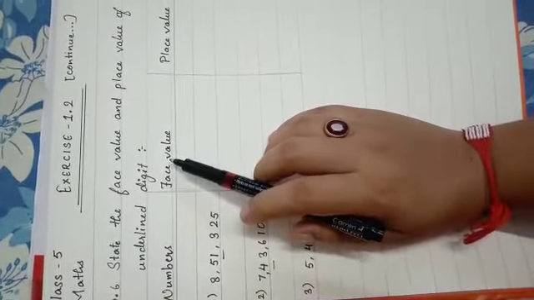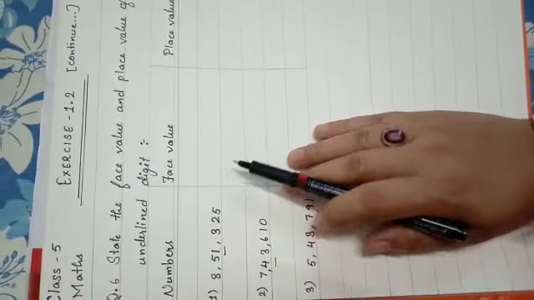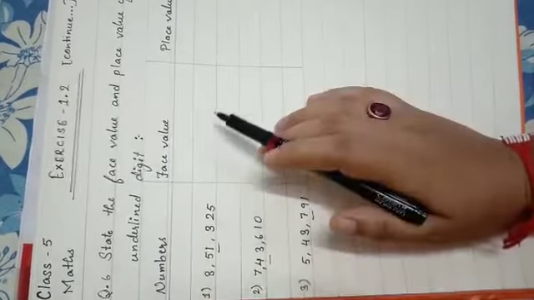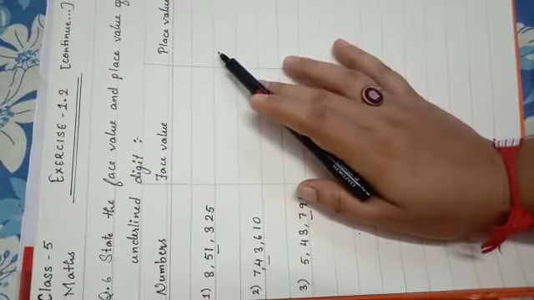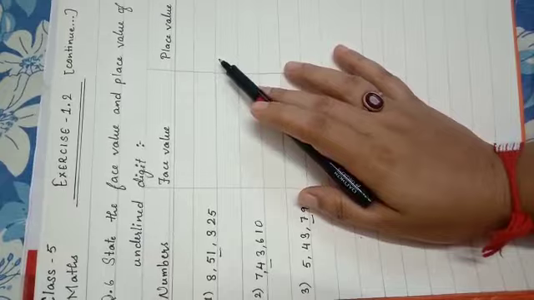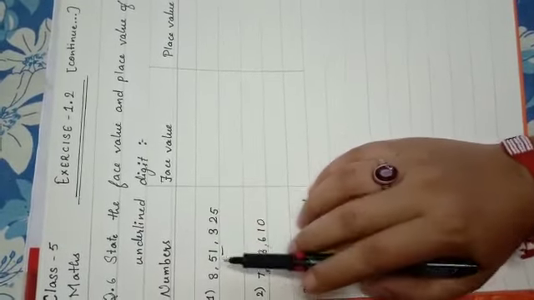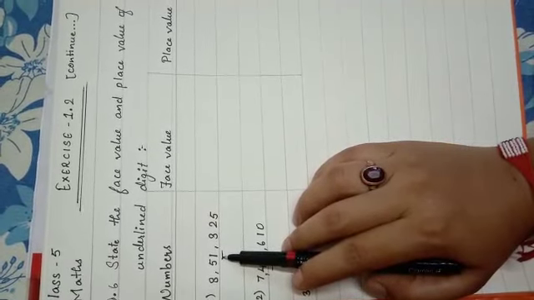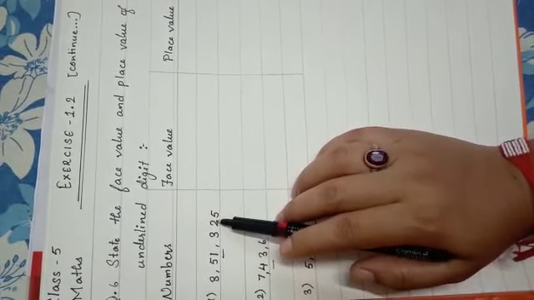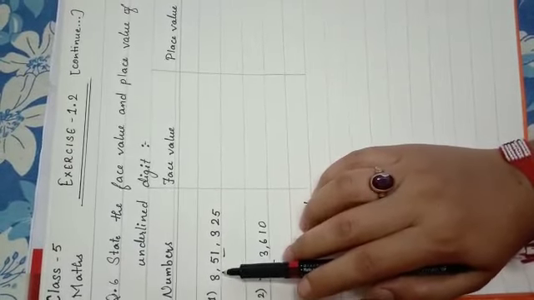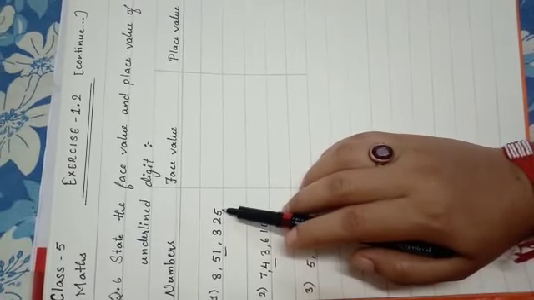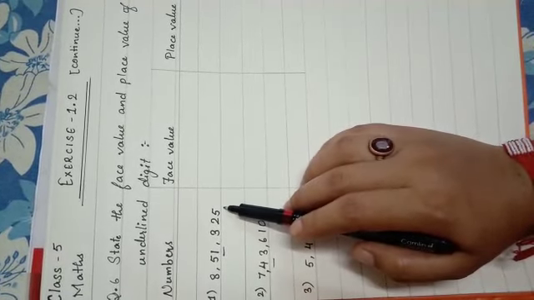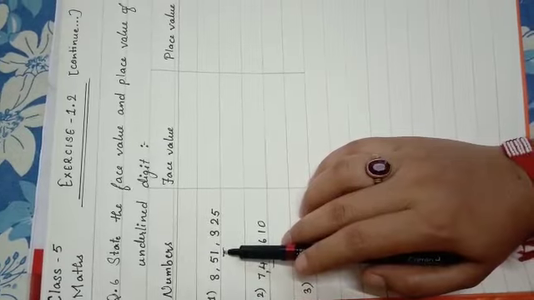So for this we have to make one table like this, and the numbers will be given to you, and in front of it you have to write the face value as well as place value of that given number. Here an underlined digit is given, so you have to say the face value and place value of that digit only, not for the whole number. Okay, here the number is 851325, that is 8,51,325, and the underlined digit is 1.